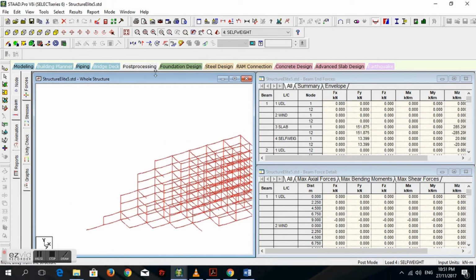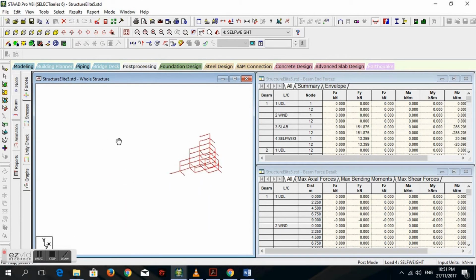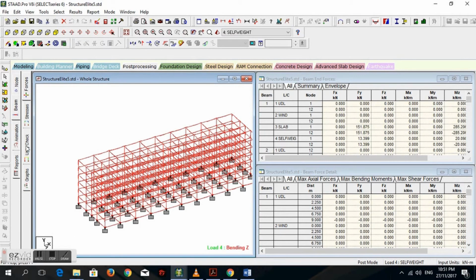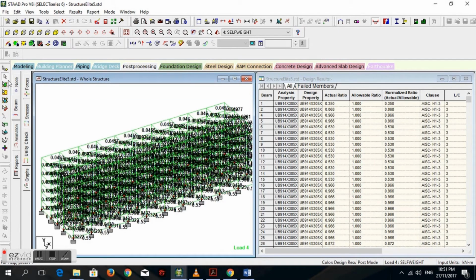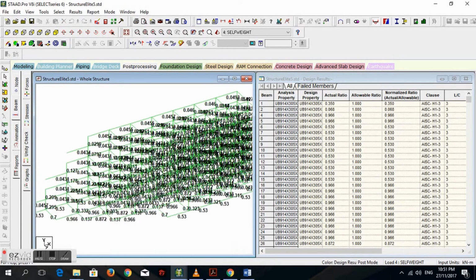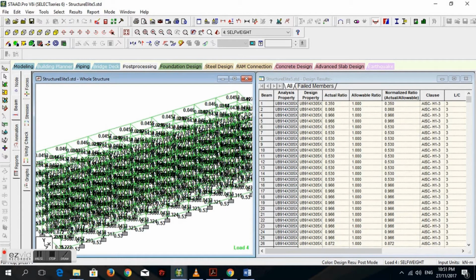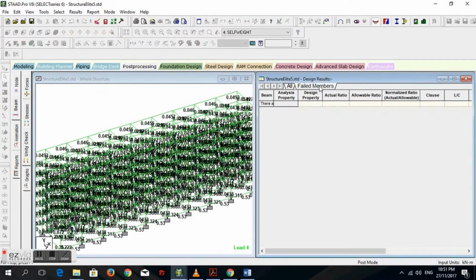Once that's done, we go for the unity check. See, everything is green. You see this gray dotted? Don't worry, it's nothing. Okay, let's go. We'll go to this section. Failed members are 0, so that's actually good news. Now we'll go for this part.